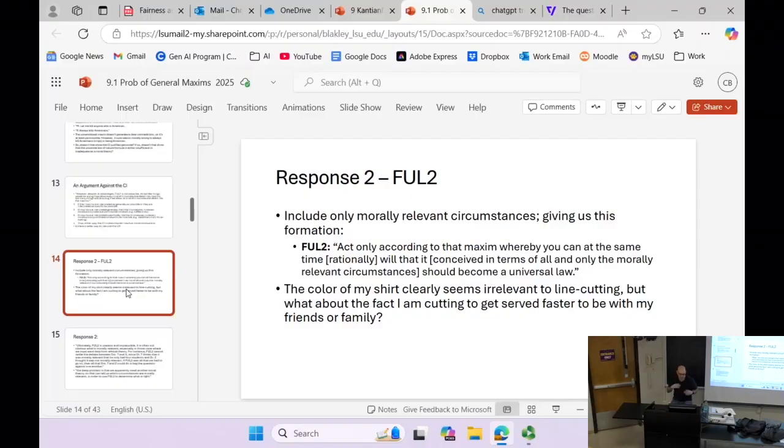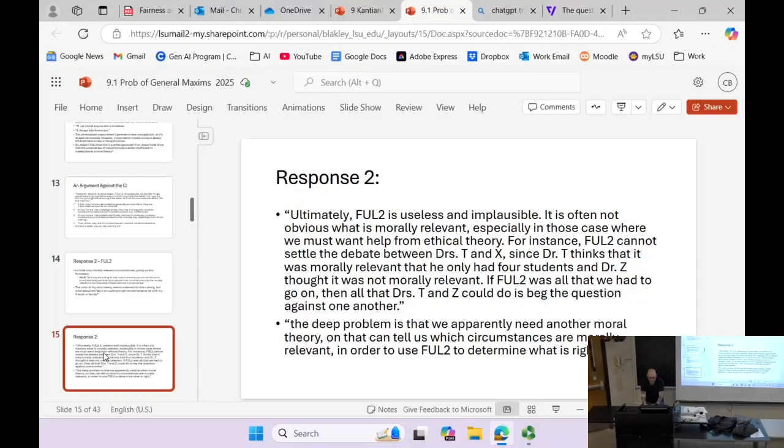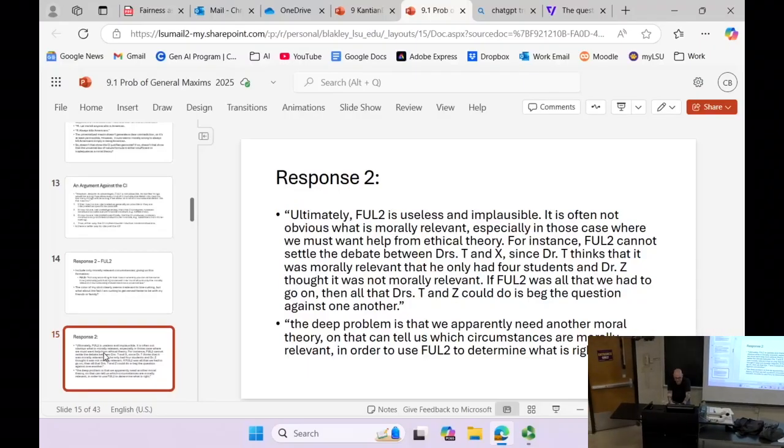So the color of my t-shirt or the fact that I am bald doesn't seem morally relevant to the question of cutting in line. Everybody with me so far? Makes some sense? Again, trying to figure out what does and doesn't belong in our maxim. If we go the other way, it looks like the law turns out to be useless and implausible. It's a pretty strong claim, right?